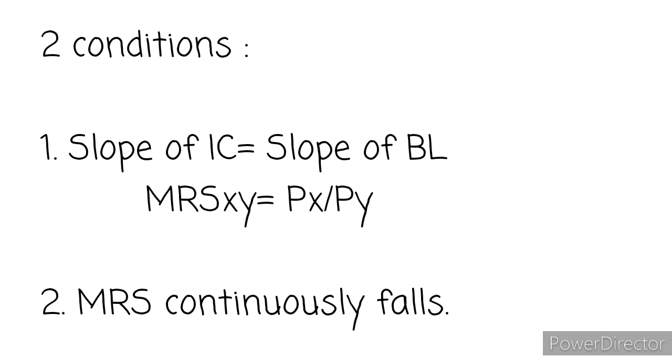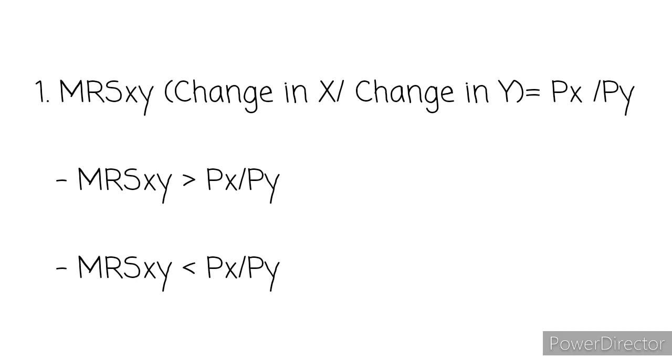MRS XY is equal to Px upon Py. So how does that work? If MRS XY is more than Px upon Py, it means that to obtain one more unit of X, the consumer is willing to sacrifice more units of Y as compared to what is required in the market. It induces the consumer to buy more of X. As a result, MRS falls and continues to fall till it becomes equal to the ratio of prices and the equilibrium is established.